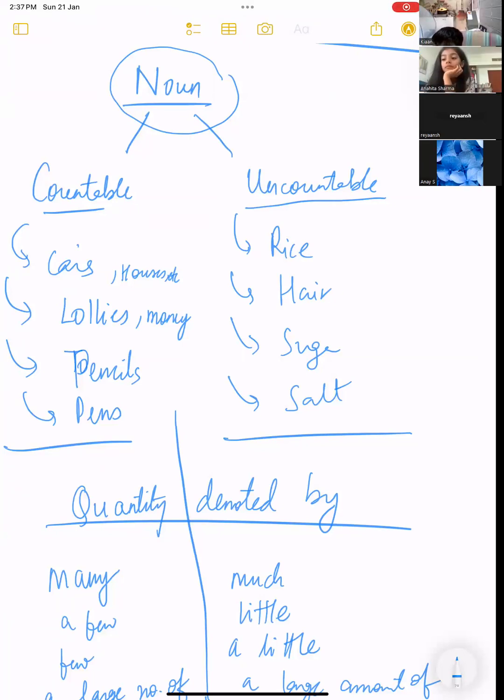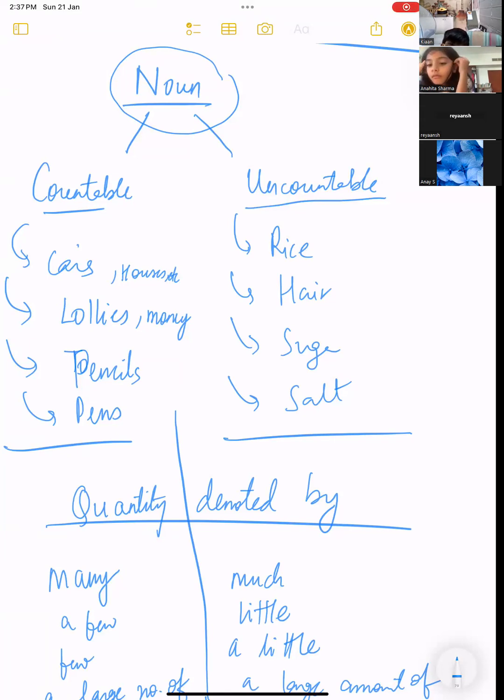So countable noun, as the name suggests, it's something that you can count, right? So can you count your fingers, Anahita? Can you count the number of hair strands on your head? Can you count the hair on your head? No. So hair is an uncountable noun, and fingers would be countable nouns.